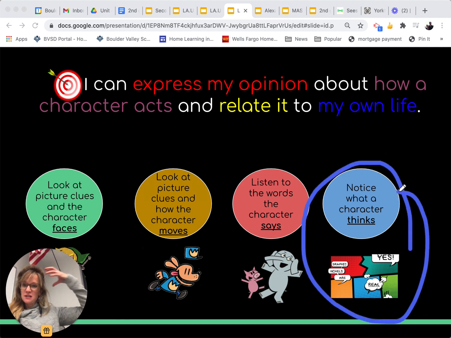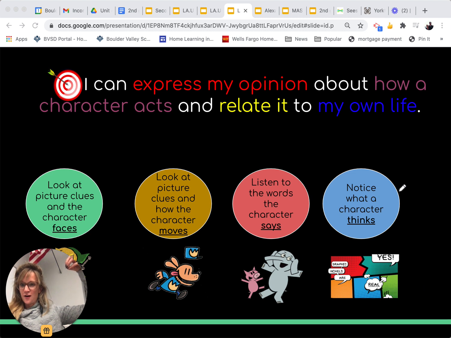So again, this might be in a thinking bubble if you're reading a graphic novel, or it might be what you see the character doing with their body. It might be something that the author writes in their words about what the character is thinking. So I want you to use these 4 clues to notice how a character's acting. Face, body, talking, and thinking. All right, here we go.